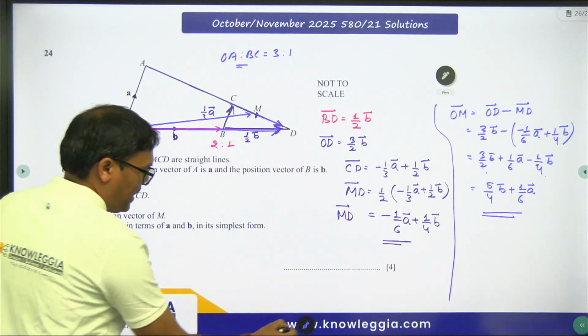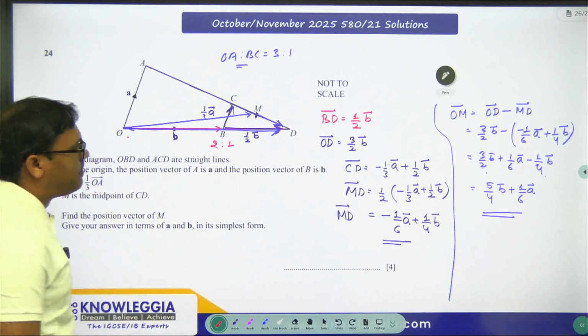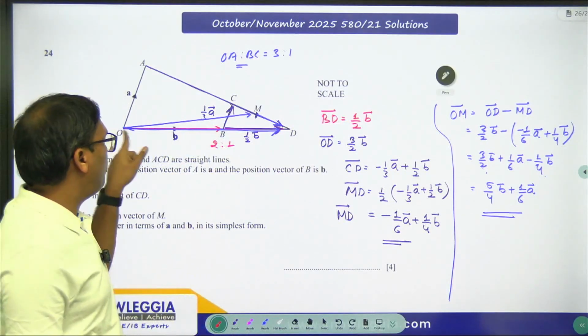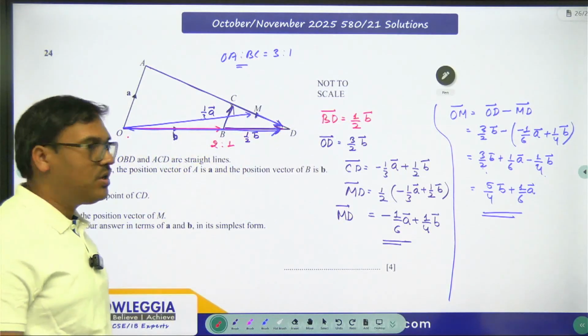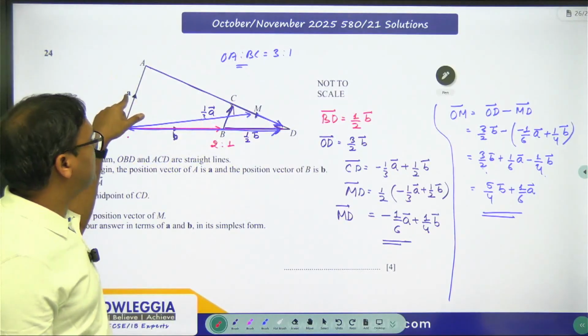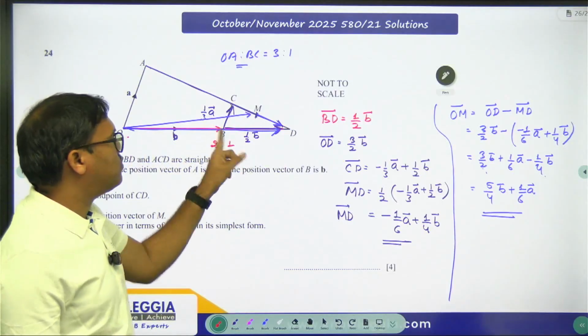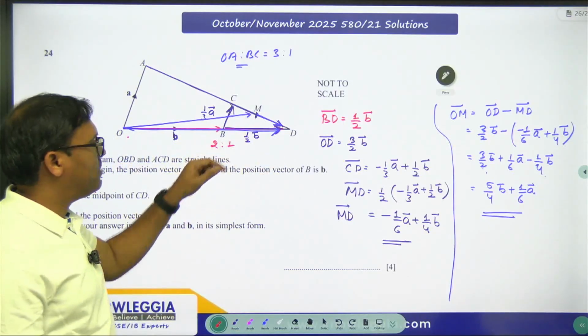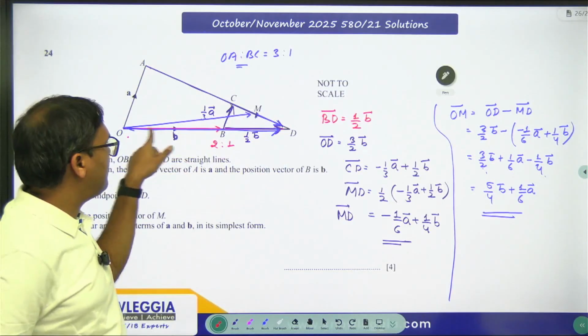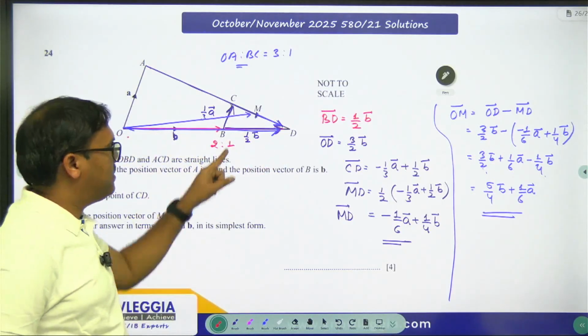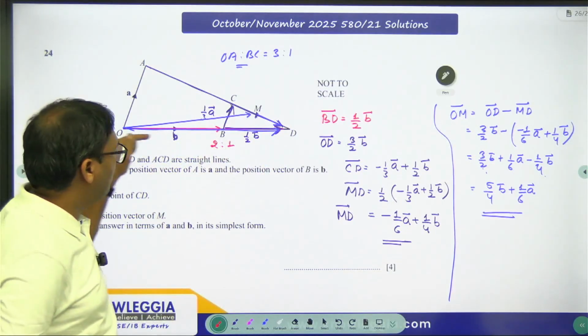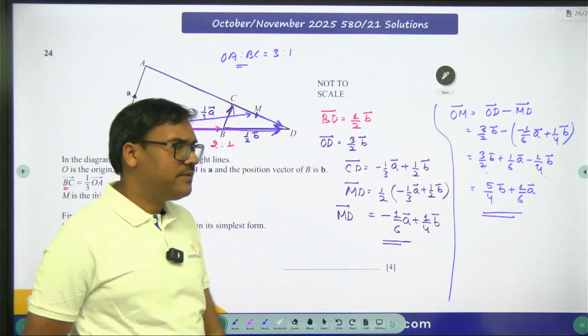Now this one, I'll quickly go through what we have done. We have found that OB is to BD is 2 is to 1, because this ratio was 3 is to 1. So by similarity, OD is to BD is also 3 is to 1. Accordingly, we got this ratio. So that is why if this vector is B vector, this is half of it, that is 1 by 2 B. So that is why we got the OD vector. I hope this is clear.